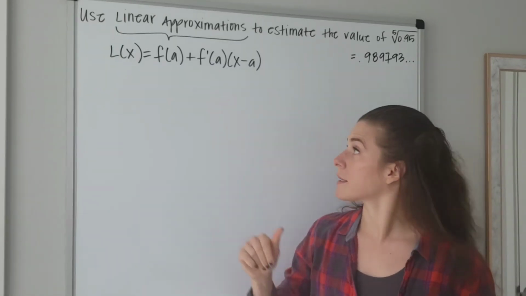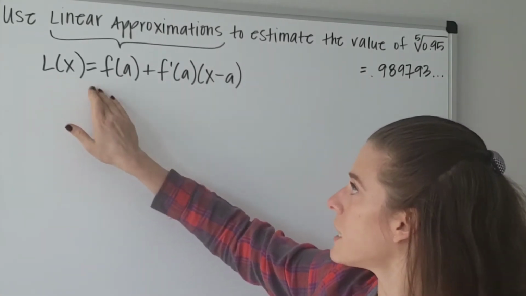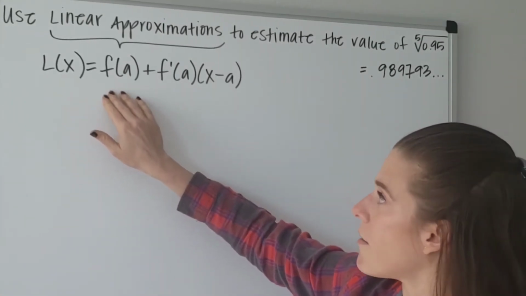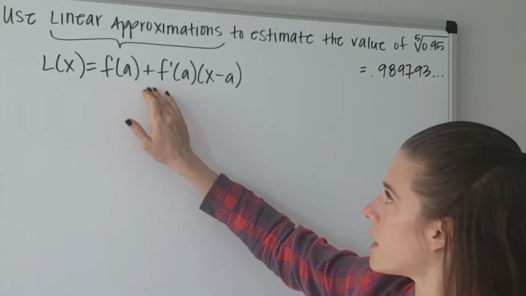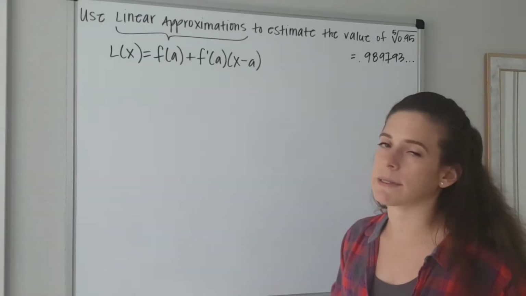This is our linear approximation formula. L of x, where the linear approximation equals some function f of some number a, plus f prime of a times the difference x minus a. What the heck does that all mean?